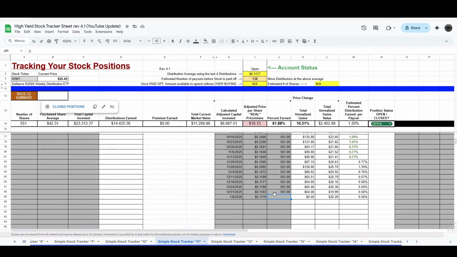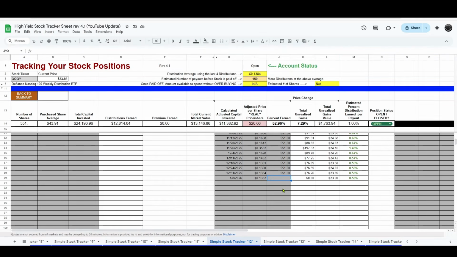On IWMY, I have a total of 551 shares, paid out 11 cents, and that real price per share of $16.13 now becomes $16.01. Current price is $20.49, and therefore if I had to sell all my shares at that current price, I would make $2,467. And I think as you're starting to see, I'm definitely making more than I'm losing if I were to sell those shares out of the positions.